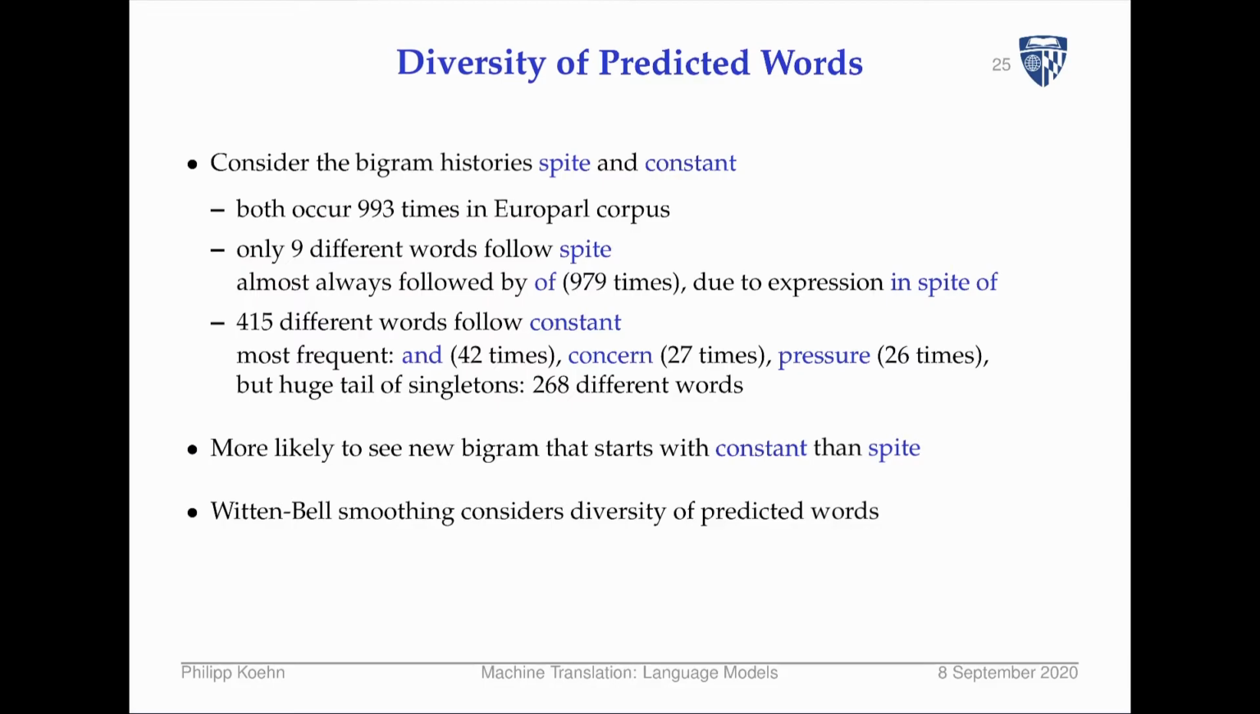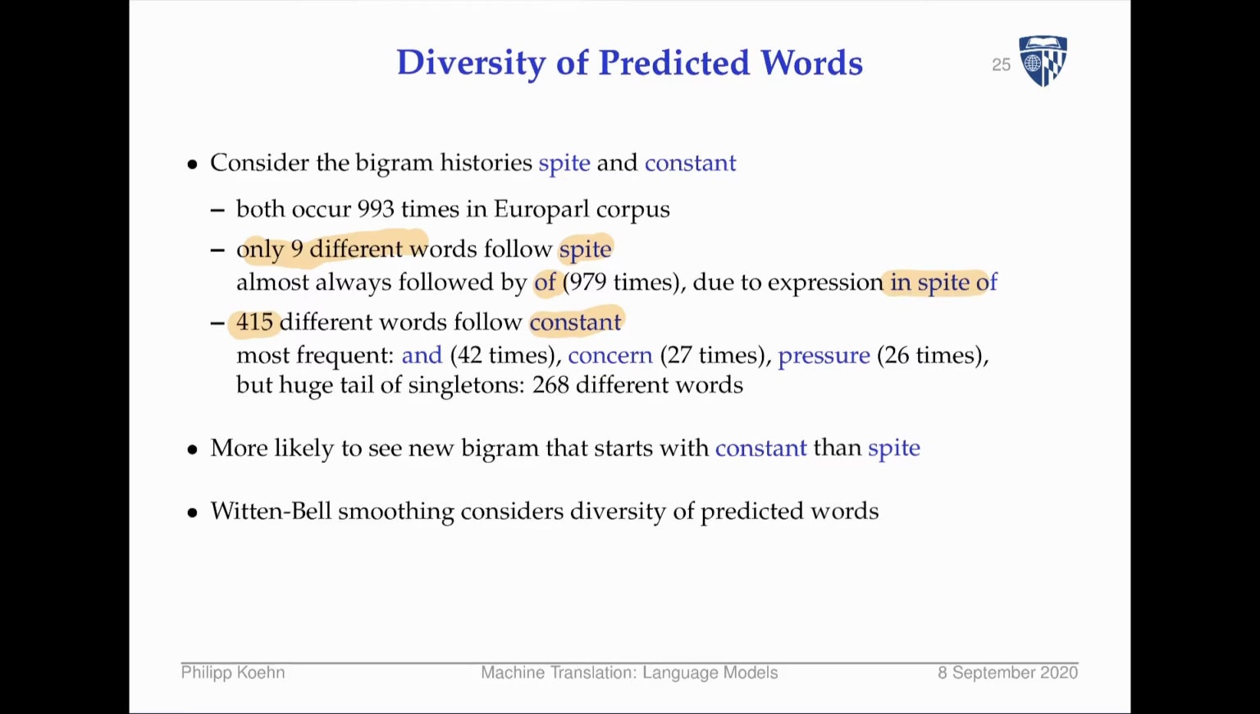However, only 9 different words follow the word spite. Actually, it's almost always followed by the word of, in the phrase in spite of. That's how the word spite is used. It's rarely used otherwise. However, the word constant is followed by 415 different words. This is a word that occurs 993 times, and it's followed by 415 words. There seems to be almost no consistency in what follows it.